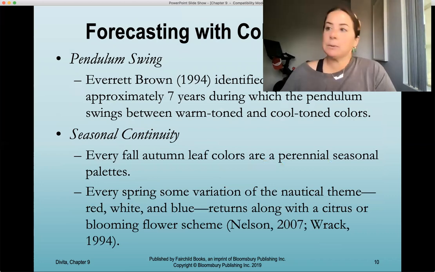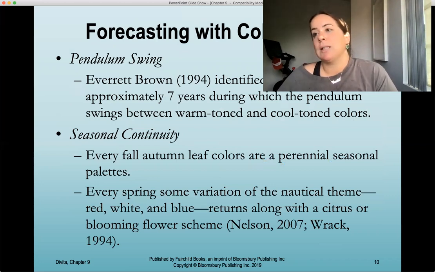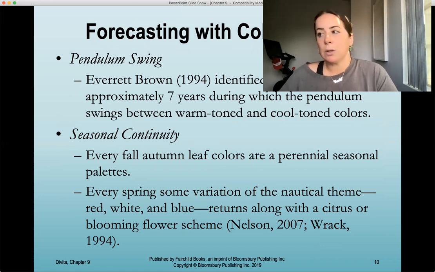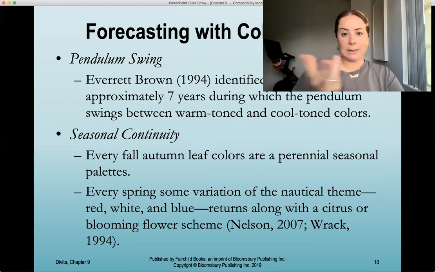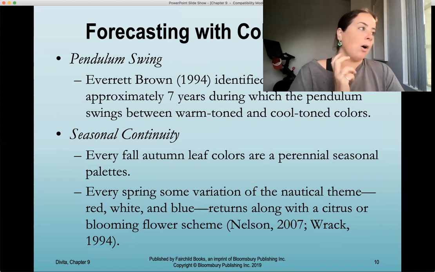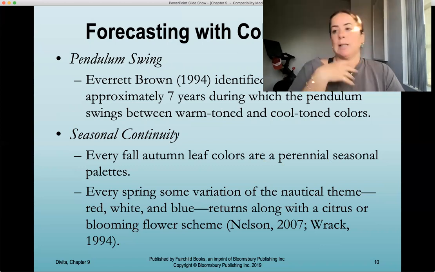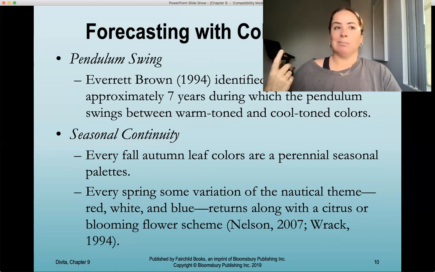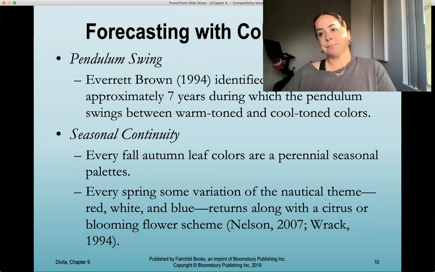We have a pendulum swing. This was introduced in 1994 by Everett Brown. It's identified as a cycle of approximately 7 years, so a little bit shorter, during which the pendulum swings between warm toned and then cool toned color. So maybe every 7 years we're going more towards warm, fall, autumn-like colors, and then we're swinging the pendulum back to more cool, winter type colors.